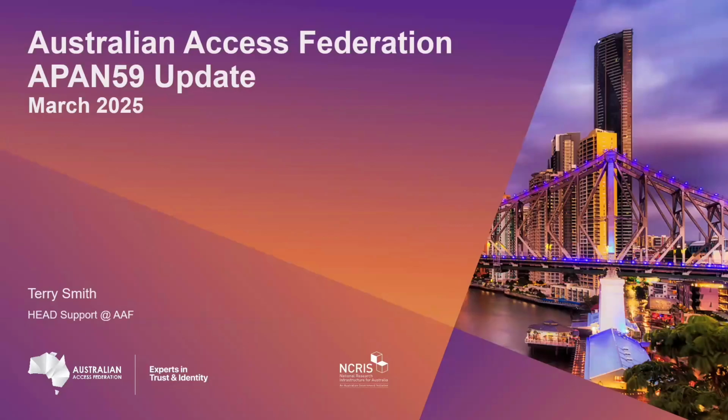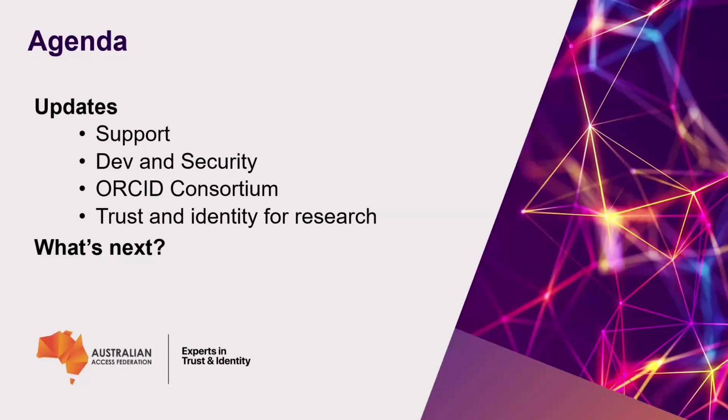Okay, so what's the Australian Access Federation been up to in the past 6 to 12 months? Lots and lots. I'll do this presentation, but I've also got a whole bunch of notes on my phone that I'll talk us through to keep things going. Update support, diverse data and security, Orchid Consortium, trust and identity for research. What's next?